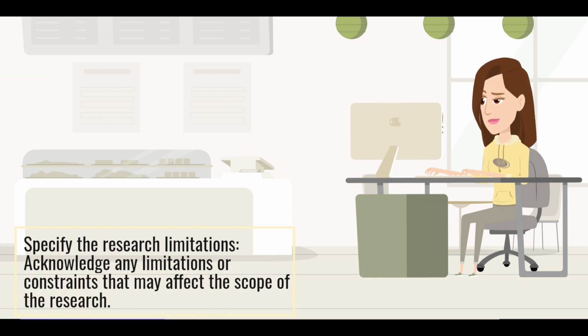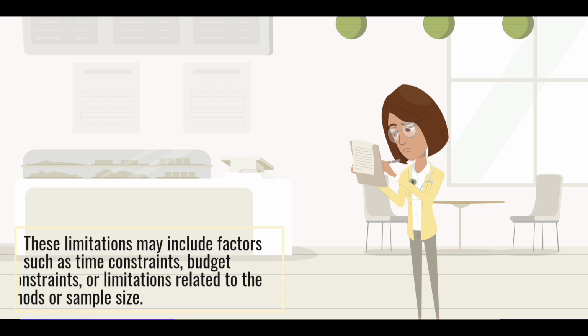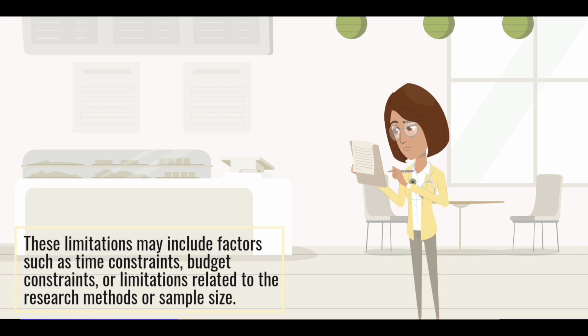Specify the research limitations. Acknowledge any limitations or constraints that may affect the scope of the research. These limitations may include factors such as time constraints, budget constraints, or limitations related to the research methods or sample size.